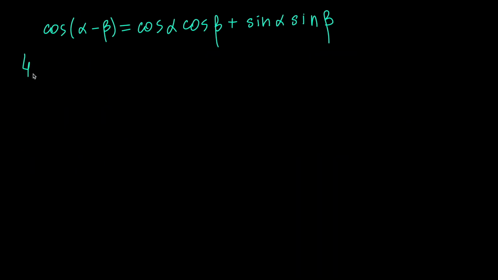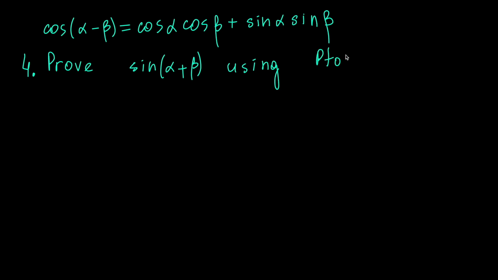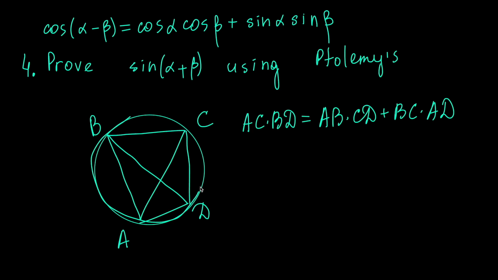Right, so let's talk about our fourth technique of proving this formula. And this time we will again prove the sine of a sum formula. But now we will use Ptolemy's theorem. Let me remind you that Ptolemy's theorem states that for a cyclic quadrilateral, the product of its diagonals equals the sum of products of its opposite sides. So this identity is true.